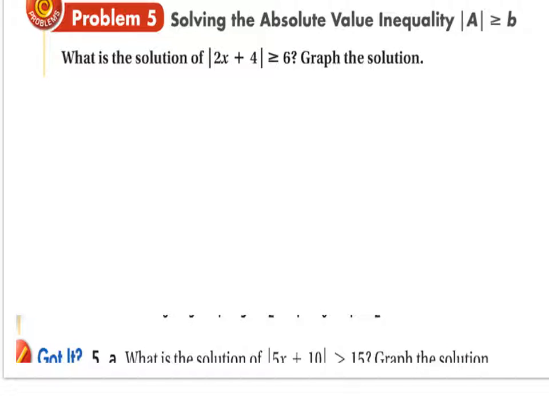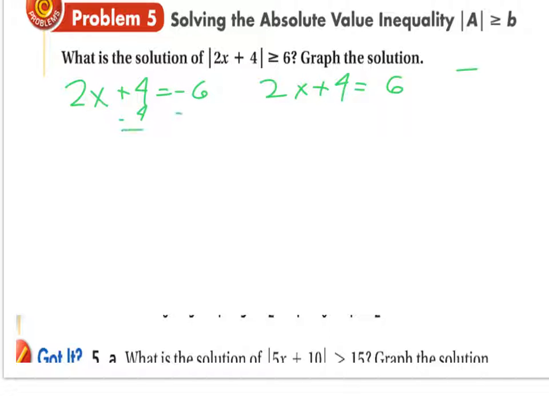And here are our last couple of problems. These are absolute value greater than or equal to b. And again, the equal to, we'll talk about that difference. That's really just your open or closed circles for those. So I'm going to just use the same approach. So I'll set up my two equations, 2x plus 4 equals negative 6, and 2x plus 4 equals positive 6. Again, this will give me my endpoints on my number line.